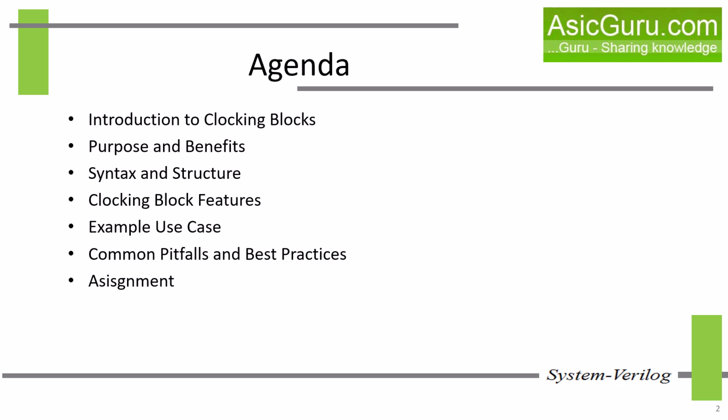So this is a quick look at the agenda for this session. We will start with a brief introduction to clocking blocks, what they are and why they are needed in SystemVerilog. Next, we will talk about purpose and benefits, like how clocking blocks help in improving the timing control and avoid the race conditions. Then we will go over the syntax and the structure of a clocking block and see how it is written in the code. After that, we will explore the features that clocking blocks offer. And next, we will understand the concept with a simple example use case, and we will see how a clocking block is typically used. Then we will highlight some common pitfalls that new users face and share best practices for using clocking blocks effectively. Finally, we will wrap up with an assignment.